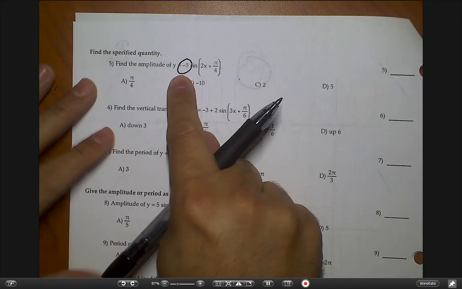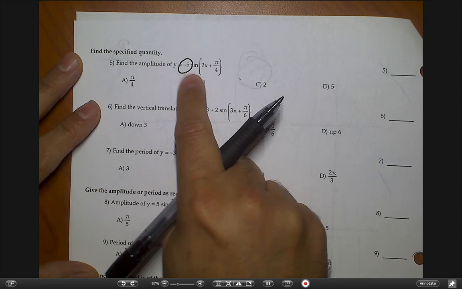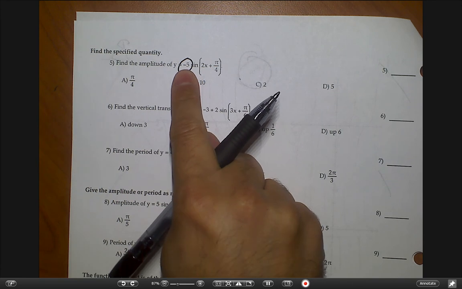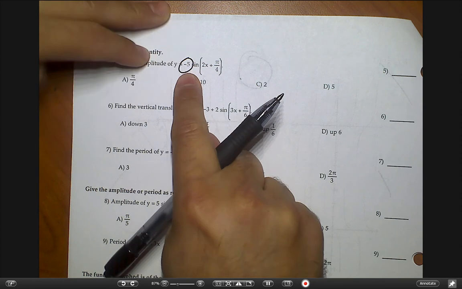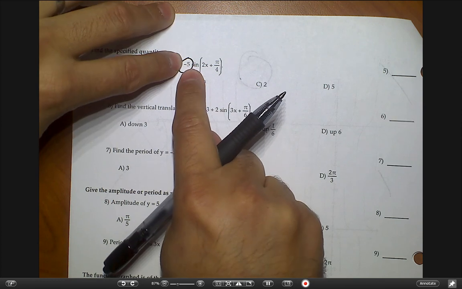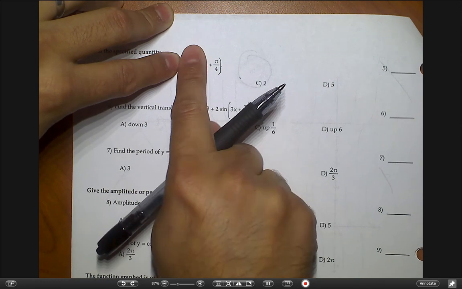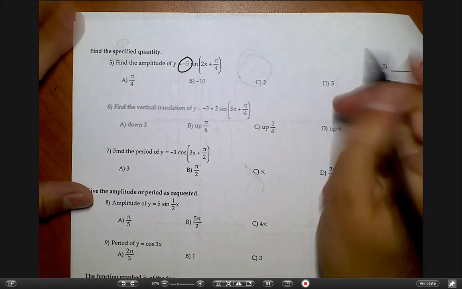So when I ask for amplitude, I'm going to say -5 because the negative tells you it's going down first. Okay, because that's actually part of the amplitude. But it is 5 units. So it's going to be 5 units up and 5 units down, right? So the amplitude is 5.